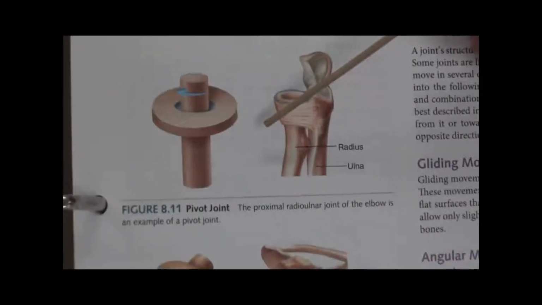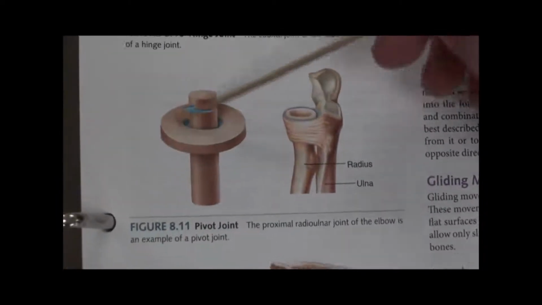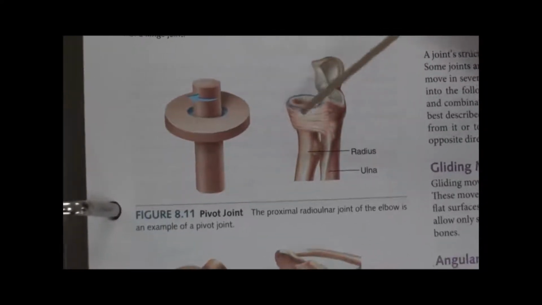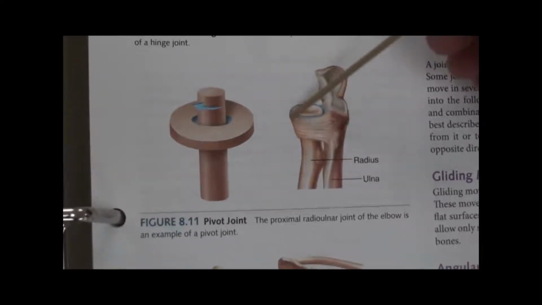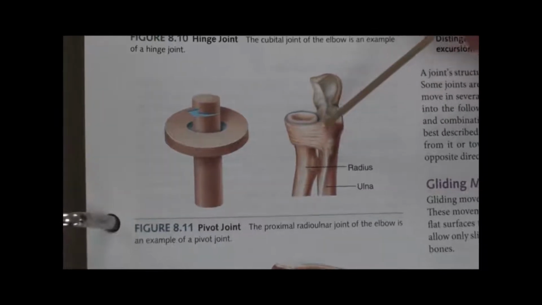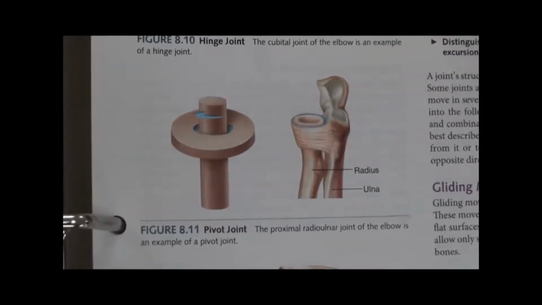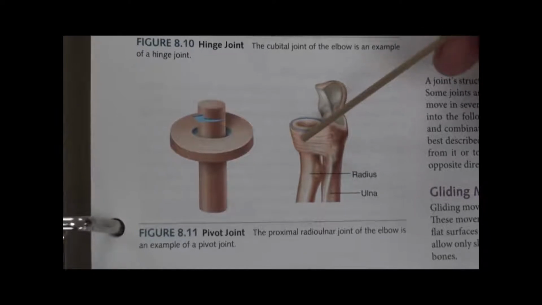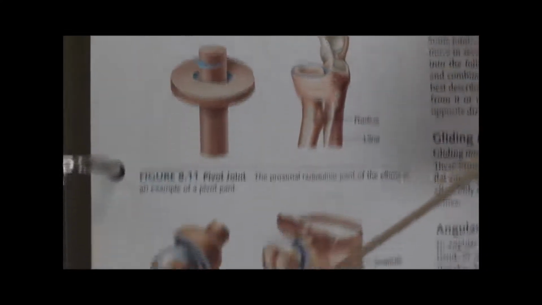The next one is called a pivot joint. A good example is the radius and ulna bone, where these two rotate. When you rotate your wrist from supination to pronation, it's a pivot joint.